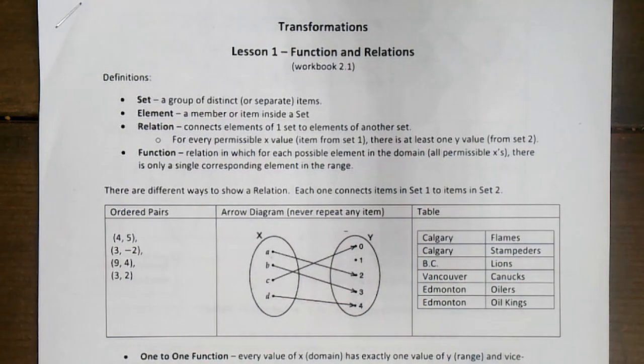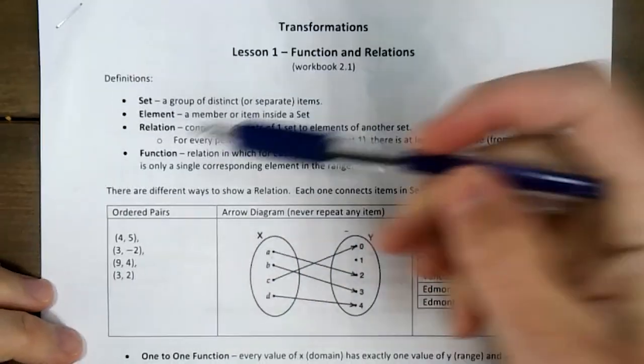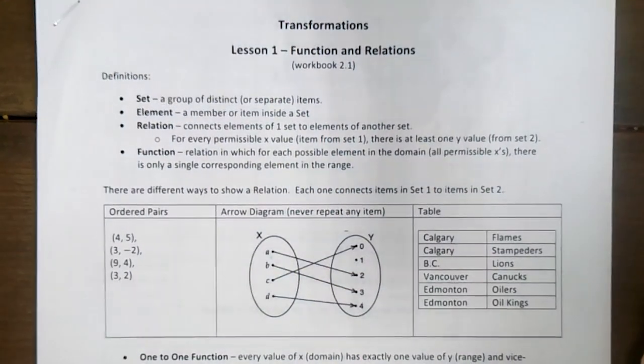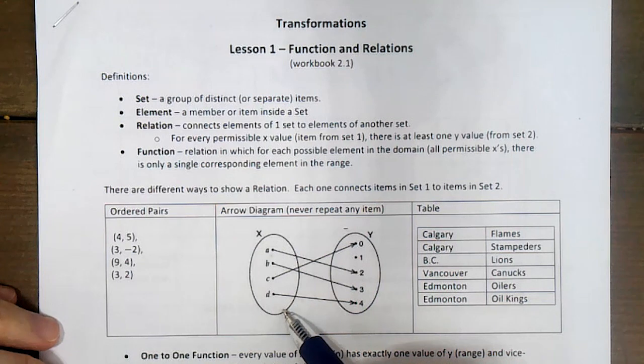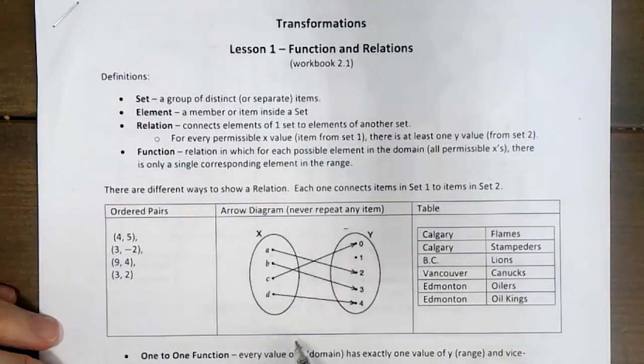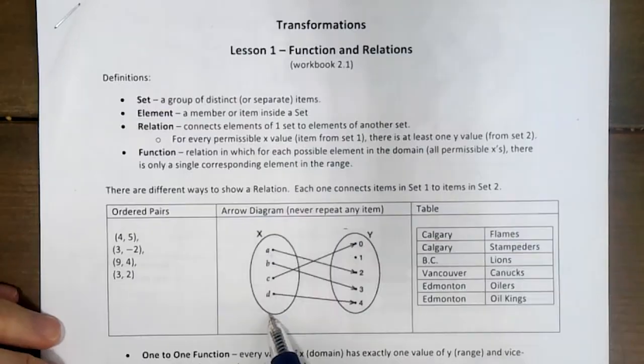So we're going to start off with functions and relations. Now, we did this in grade 10, so it's been a while, but hopefully this is a quick review and it comes back to you once I go through it. Now, we're going to start with the definition set. Set is a group of items that are all connected. So all the x coordinates are a set. All the y coordinates are a set. Now, these ones are easy to see because there's a circle around each set.